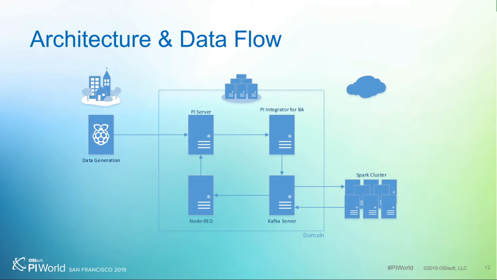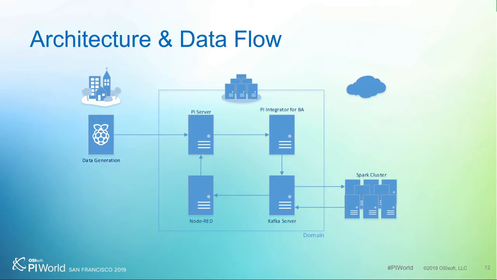The PI server is streaming the data to a Kafka server through the integrator for business analytics. The Kafka server is able to talk with a Spark cluster. The Spark cluster is able to apply some machine learning to the data that I'm sending there. The results are going to be sent back to the Kafka server. And just for the cherry on top of the cake, I'm going to send data back to PI using NodeRED. Do you guys know NodeRED? No, okay, so that would be fun. It would be really fun because it's really nice to use NodeRED.